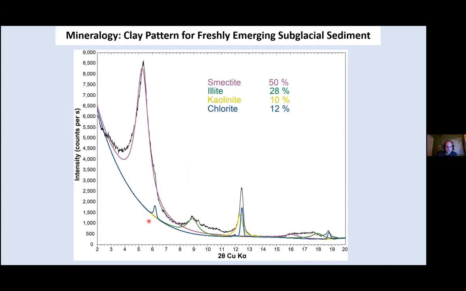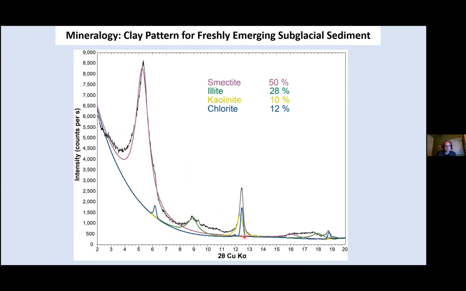So your chlorites and illites are still here, but you have this massive amount of smectite clay, which is just not represented in the underlying rock at all, as well as some kaolinite, which is also very sparsely represented in the underlying rock. So just looking at something like this, you can see these clays are not from the rock. There are new clays forming in the subglacial environment.